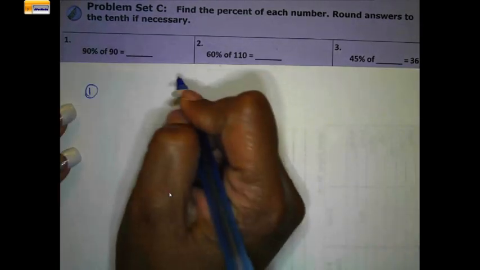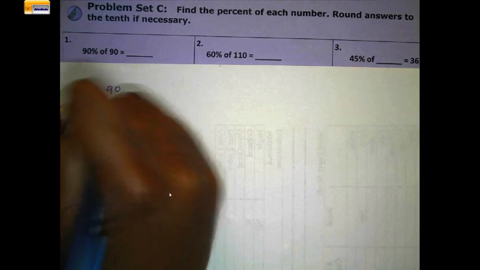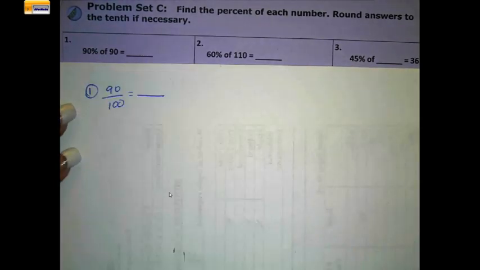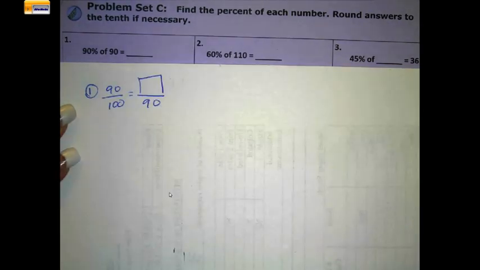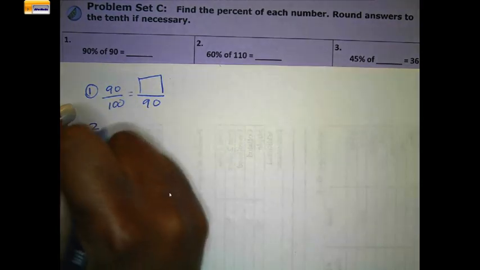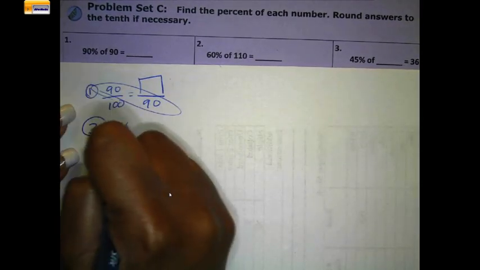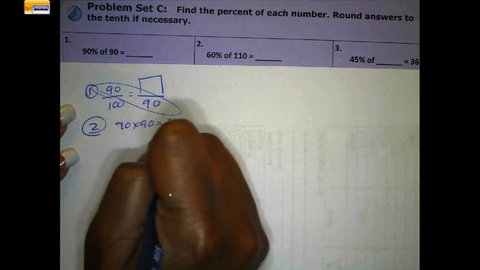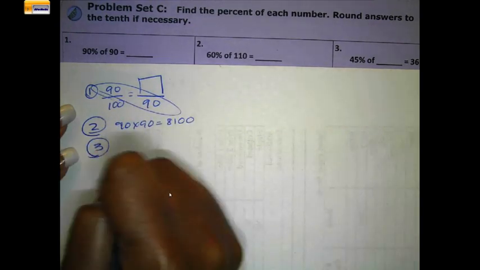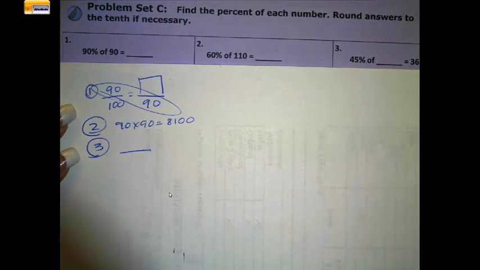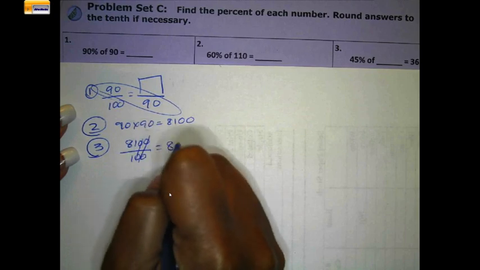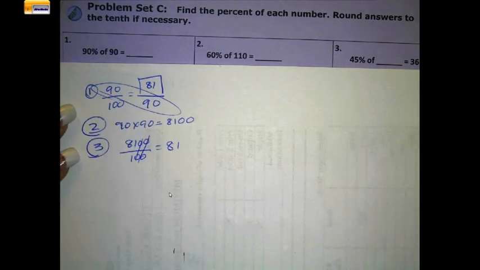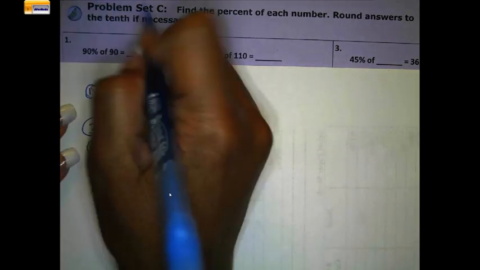What's my percent? 90 over 100 is equal to, what do I have? I have the whole, and I'm missing the part. Okay, so that's my setup. What do I cross multiply? 90 times 90 is 8100. What is going to happen in step 3? So I got 81. What did y'all get? 81.